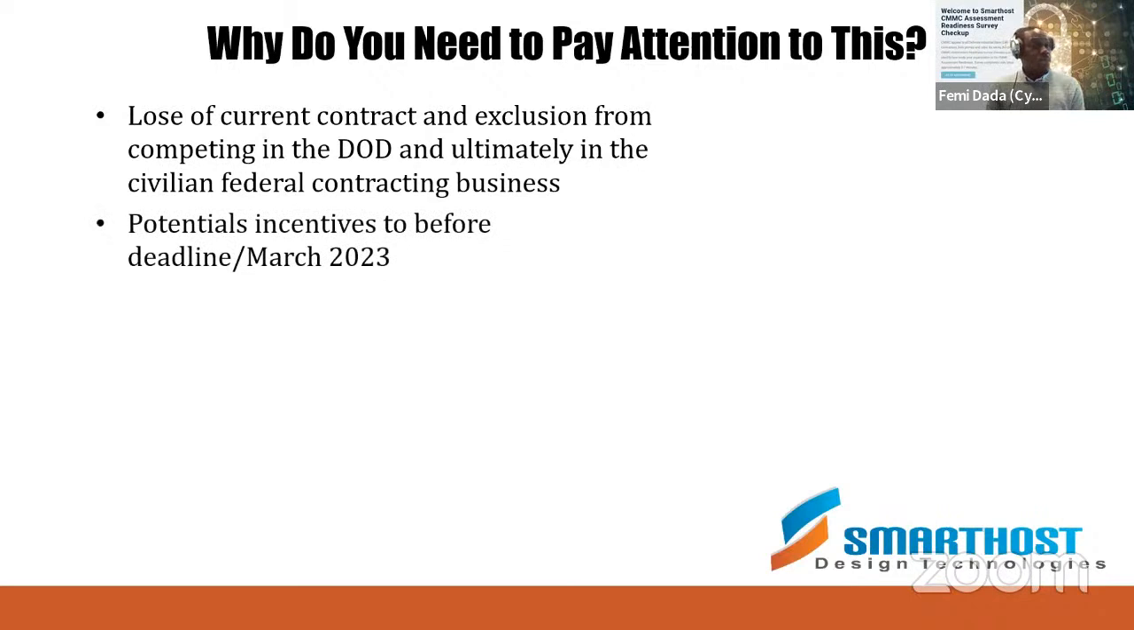The other reason why you want to pay attention to this is that there are potential incentives before March 2023 to get certified. Again, I know that time is short, but what I heard is that companies that are getting certified even at level 1, level 2 right now, they get the benefit. There are some incentives in terms of funding and things like that, because what government is doing is also trying to use this as a roadmap to make sure that companies can be certified and things are working the right way.